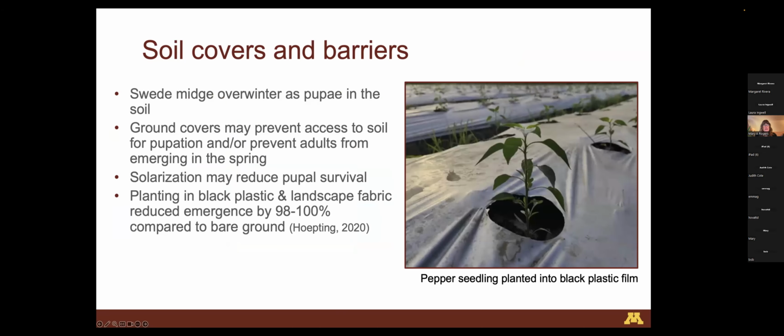So there's not been a lot of research on this. I think that this is a potential area to expand because I think there's a lot of promise using black plastic or landscape fabric.